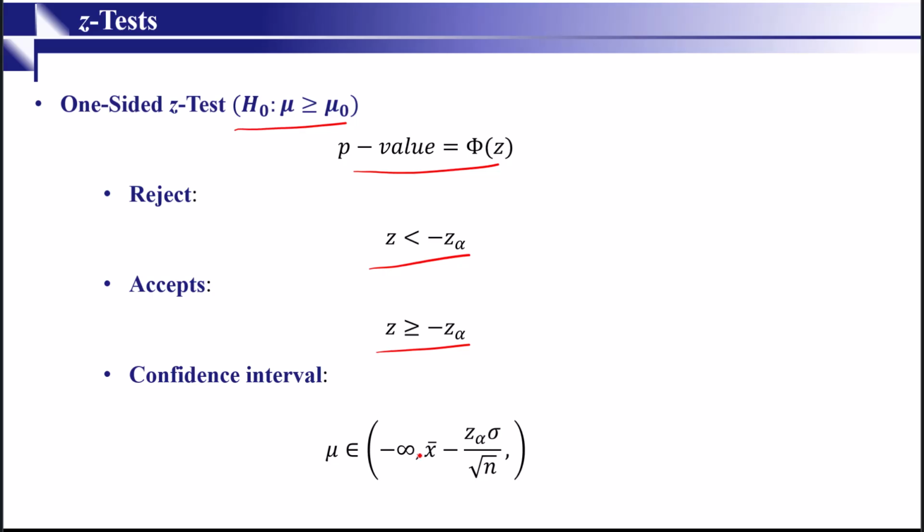Then the 1 minus alpha level one-sided confidence interval is x falling into minus infinity up to the upper bound, and this is x bar minus z alpha sigma divided by root n. And this interval consists of the values mu 0 where the p-value is larger than alpha.